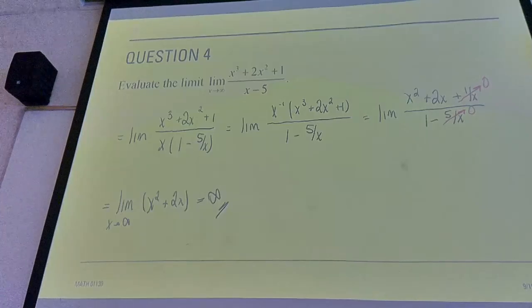By the way, if you plug in infinity, what would you get? Is that one? Infinity over infinity is indeterminate. There's that indeterminate form. Now we're going to start seeing the indeterminate forms involving infinities.